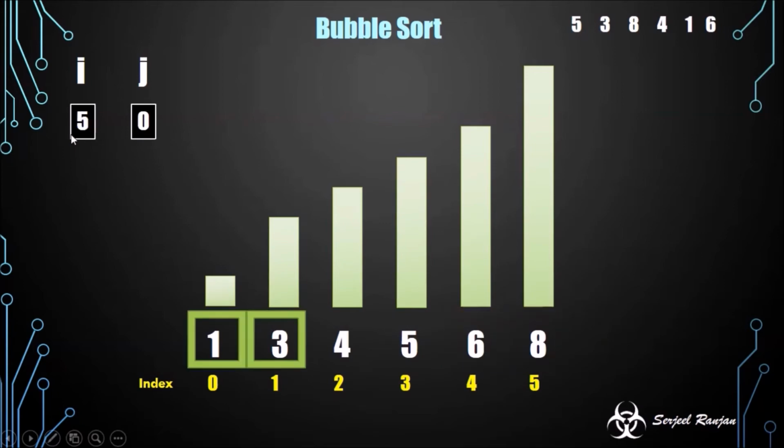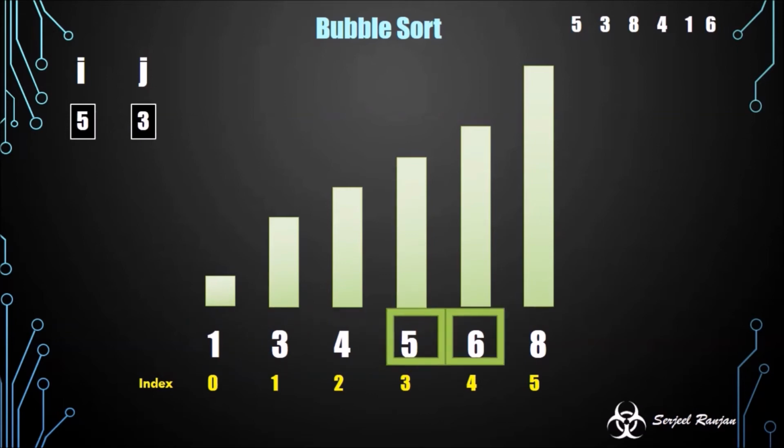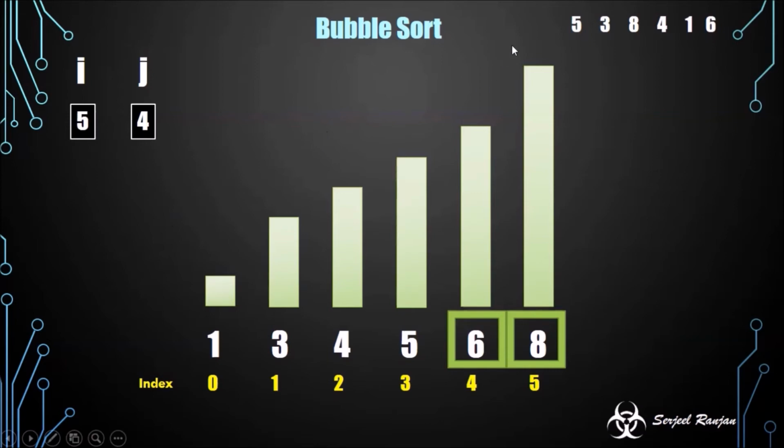And once again the window will go to the 0th position and i is finally 5, and it should complete the whole traversal, then only we will be sure. Then 1 and 3, 3 and 4, 4 and 5, 5 and 6, 6 and 8, and that's all. Our process of sorting the array using the bubble sort algorithm is over.